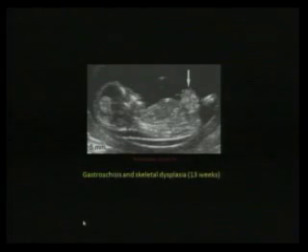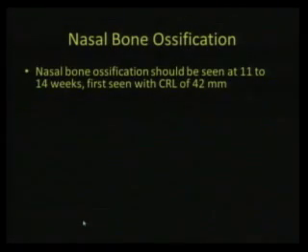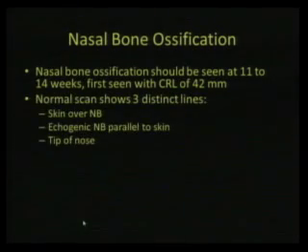So this patient, this kid actually had gastroschisis, also had increased nuchal thickness along with the gastroschisis. Also had some skeletal dysplasias. Nasal bone ossification should be seen at 11 to 14 weeks. You first see it with a crown rump length of around 42 millimeters.